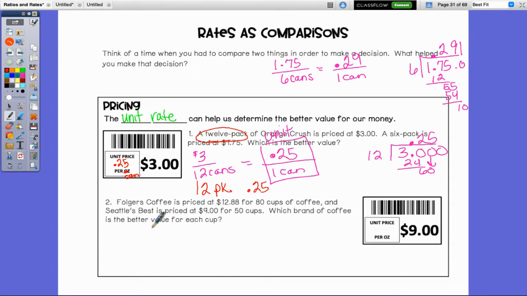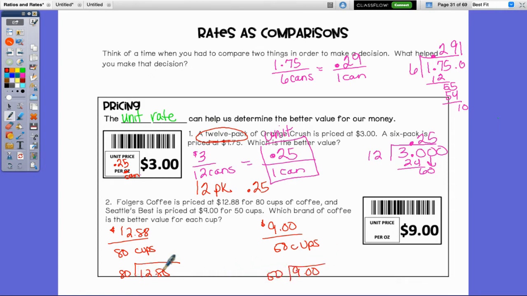Let's try the same thing with Folgers coffee. It's $12.88 for 80 cups. So I have $12.88. Remember, you're always using your words: per 80 cups. And then Seattle's Best is $9 for 50 cups. Which is the better brand? So you are going to divide $12.88 by 80 and $9 by 50.